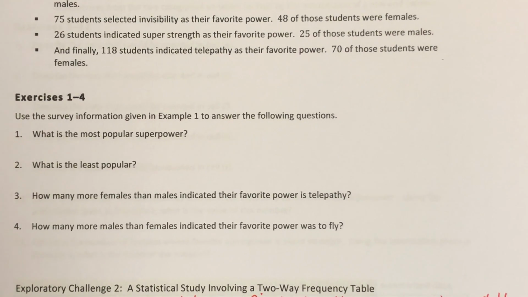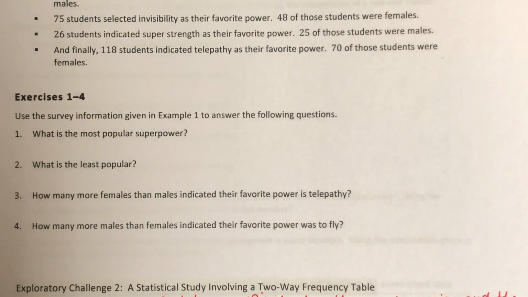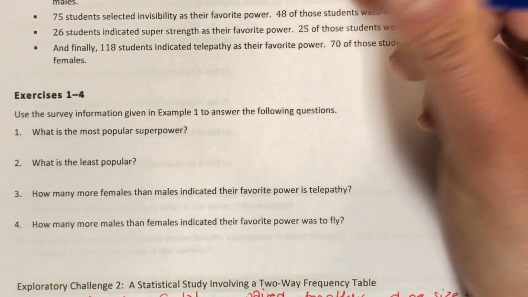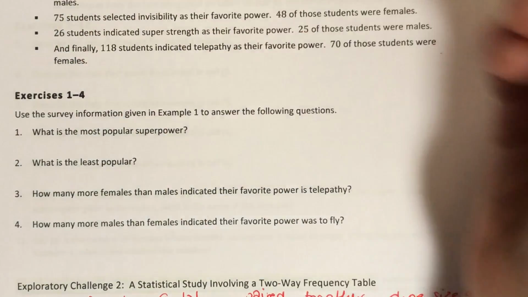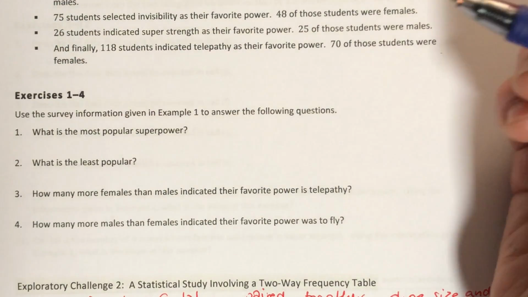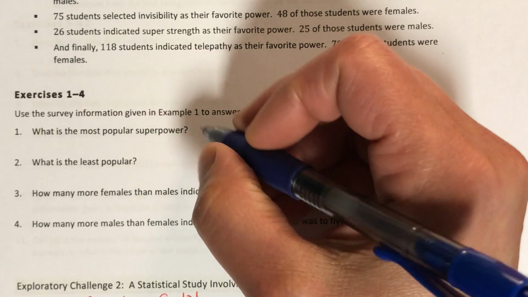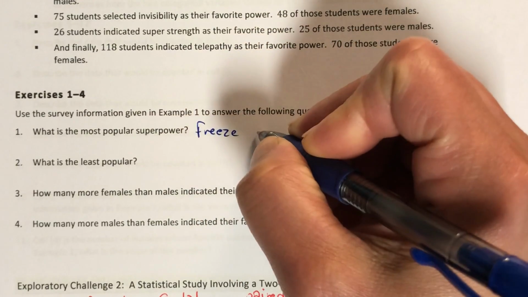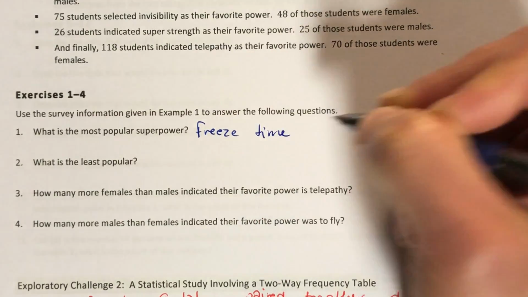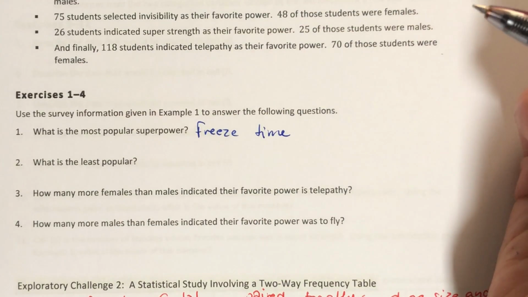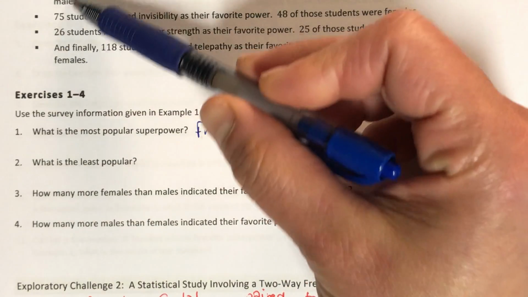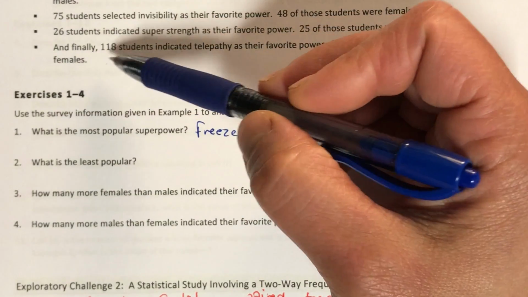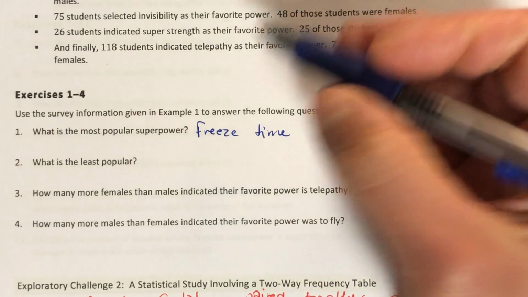What is the most popular superpower? Well, we would have to look at the highest number right in here. It looks like this one is the largest: 131 students selected the power to freeze time. So this is my answer. What is the least popular one? Well, the least popular, I guess that's the 26, and the 26 was for strength.